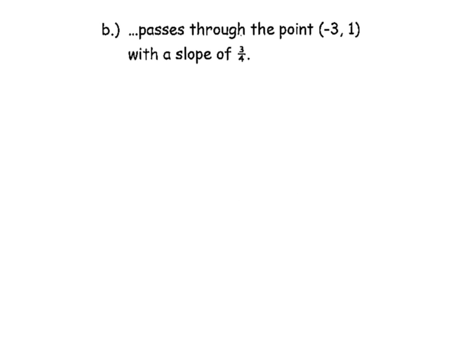Third example. What's my x? What's my y? Negative 3 is x, and 1 is y. And what's my slope? What's my m? m equals 3 over 4. So first thing again, y equals mx plus b.